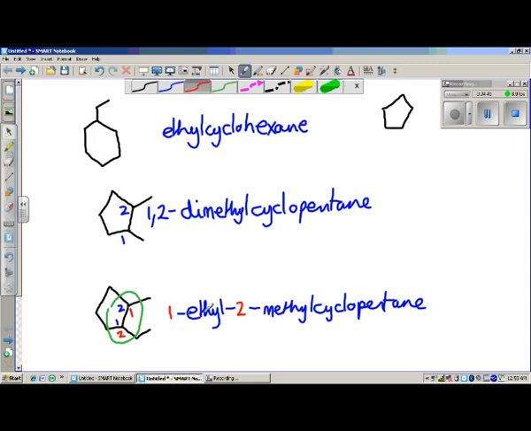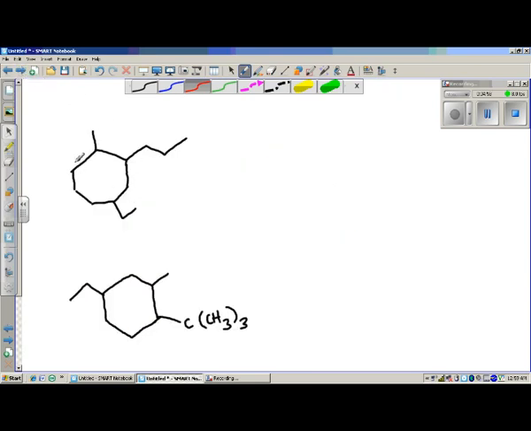Alright, so we're actually going to do the same thing that we did before. We're going to write the name out and then worry about the numbers in a minute. So let's have a look at a tri-substituted cycloalkane. Okay, let's look at this one now. How many carbons are there in this ring? Well, there's 1, 2, 3, 4, 5, 6, 7. So that means our parent name is going to be cycloheptane.